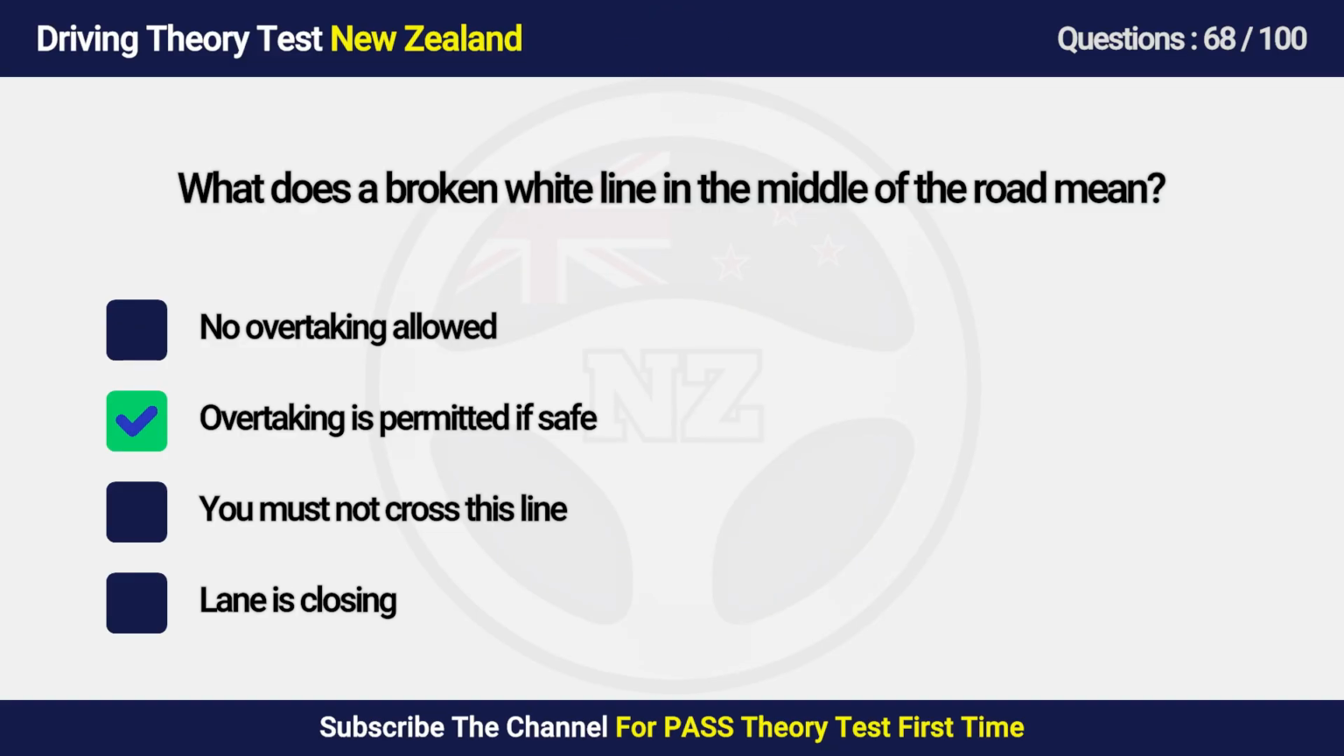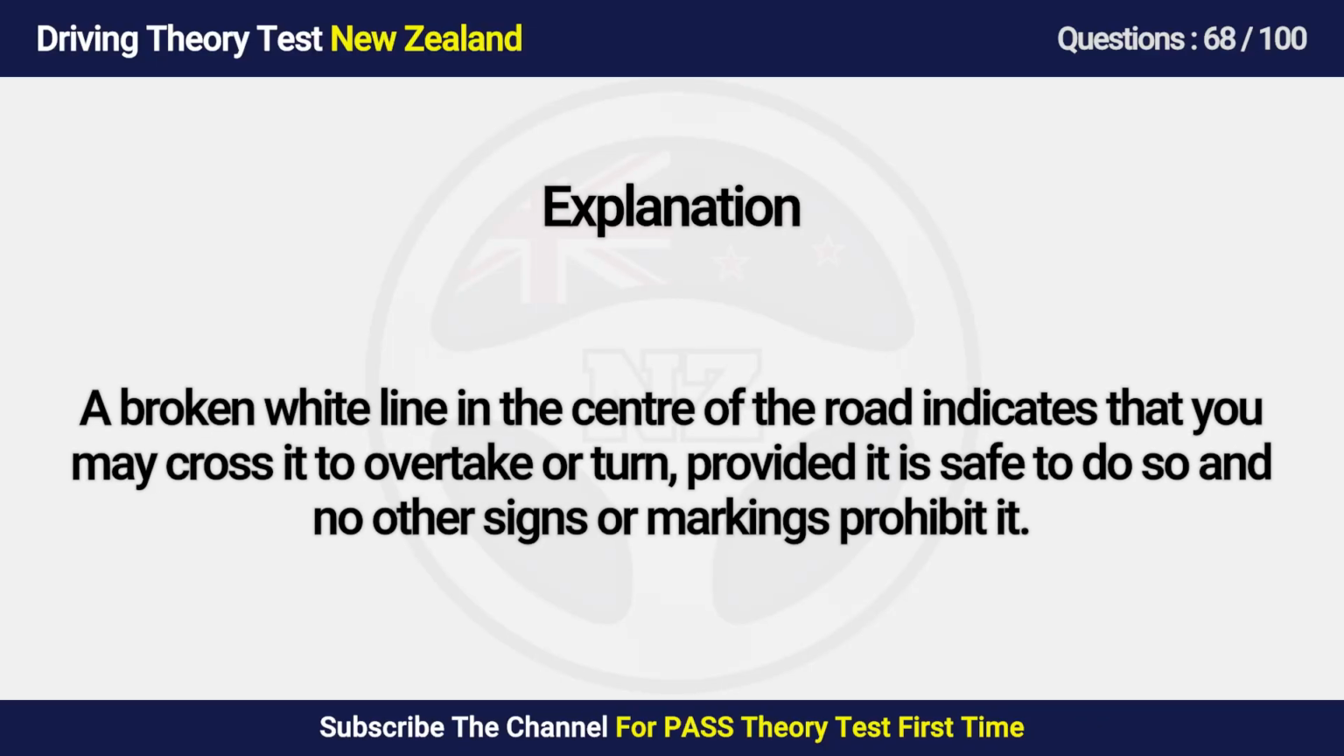Answer is B. Overtaking is permitted if safe. A broken white line in the center of the road indicates that you may cross it to overtake or turn, provided it is safe to do so, and no other signs or markings prohibit it.